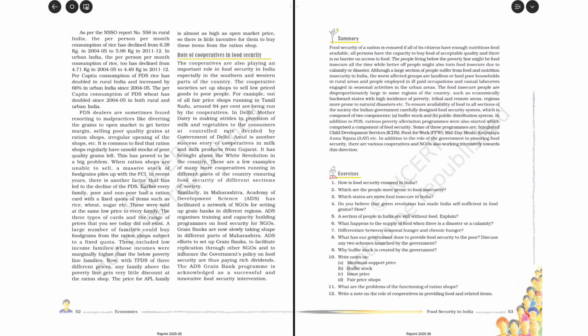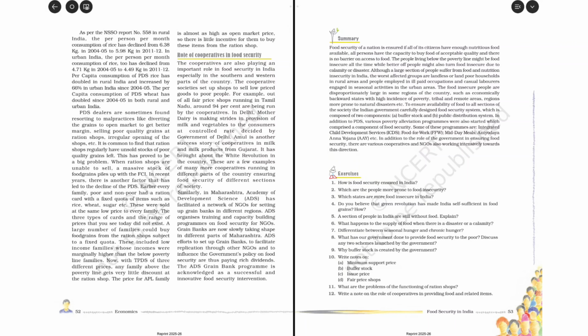These are a few examples of many more cooperatives running in different parts of the country, ensuring food security of different sections of society. Similarly, in Maharashtra, Academy of Development Science, ADS, has facilitated a network of NGOs for setting up grain banks in different regions. ADS organizes training and capacity building programs on food security for NGOs. End quote. So this is a total architectural shift.